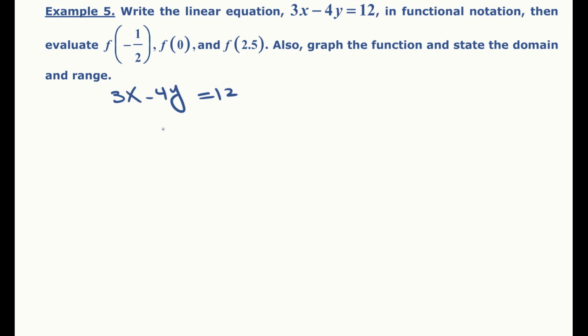We'll go ahead and move the x term to the other side, so we get negative 4y equals, remember, change sides, change signs, because we're basically just subtracting 3x from both sides. So we end up with negative 4y equals negative 3x plus 12. Now we need to get rid of this negative 4 to get y by itself. So we're going to divide both sides by negative 4.